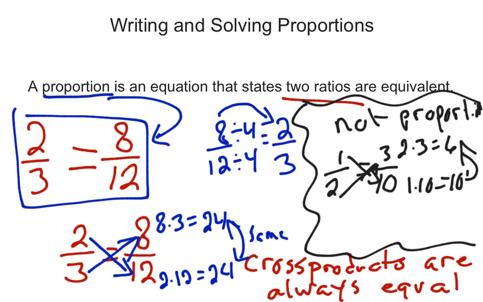The 6 is not the same as 10. So that's a way to prove that these are not a proportion, and therefore we cannot claim that these things are equal to each other. We can't put the equal sign in the middle there because those two things are not equal. So that's one way to prove that something is a proportion or not.